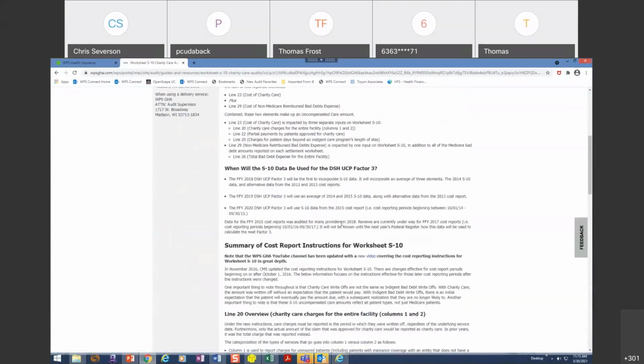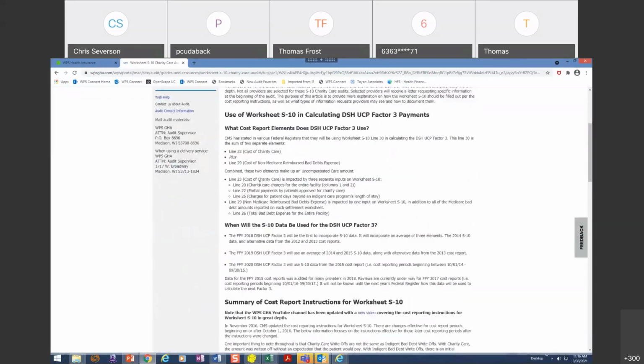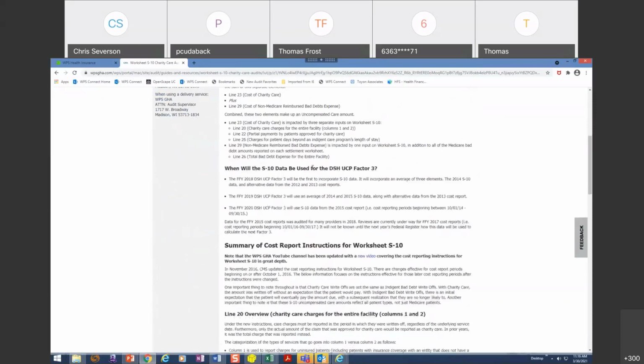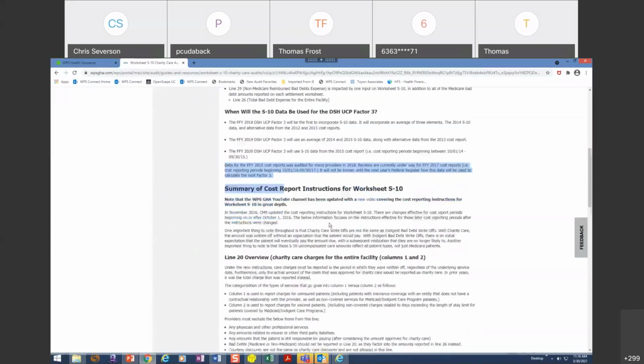That's where you're going to find, first of all, the Federal Register reference to this, kind of an overview, just a brief discussion of the cost reporting lines that apply. What years will everything be used for? Again, for the later years, it's prediction. We don't know for sure.